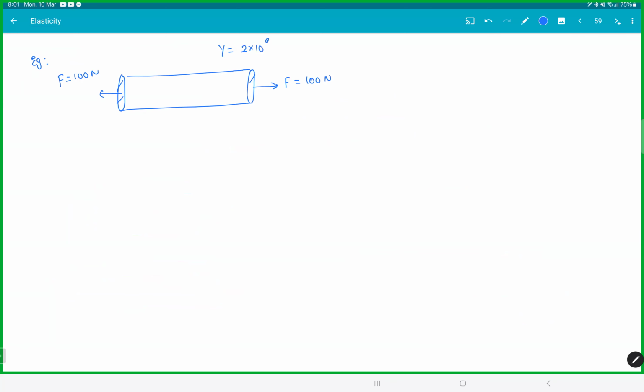Young's modulus will be given 2 into 10 power 9. Let's say sigma is given 1 by 4. Let's say radius is given 1 centimeter. Let's say length is given 2 meters. They'll give you all the data. They'll ask you to find delta radius, change in radius.